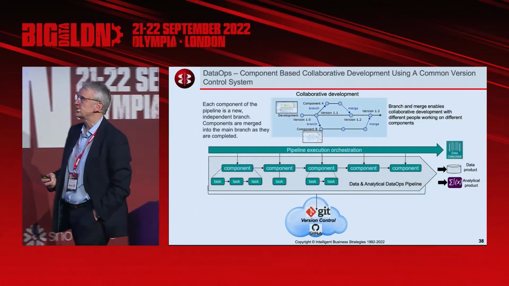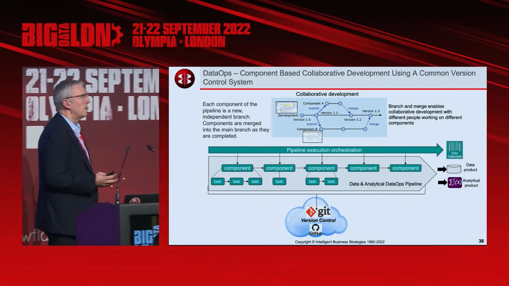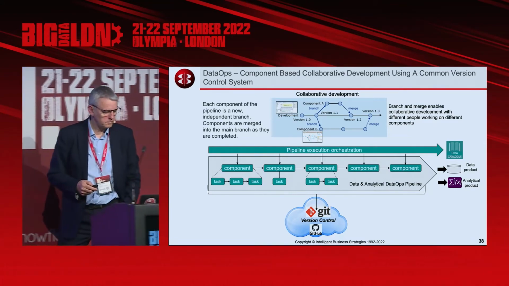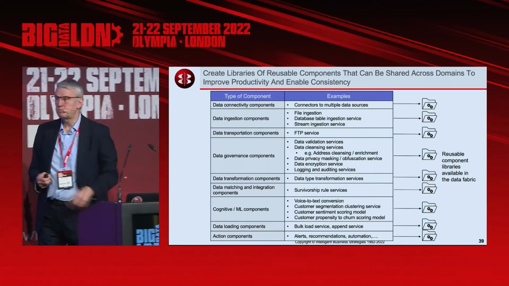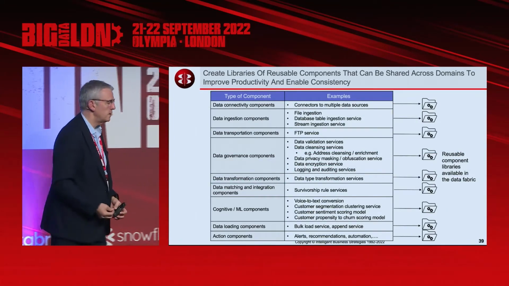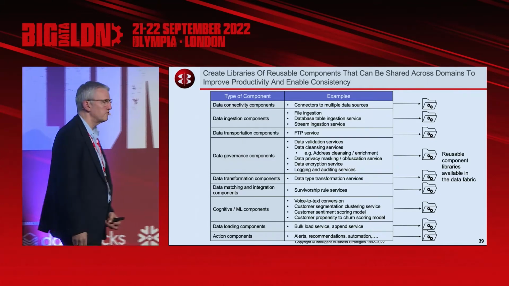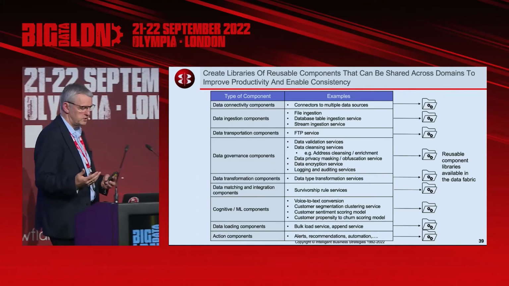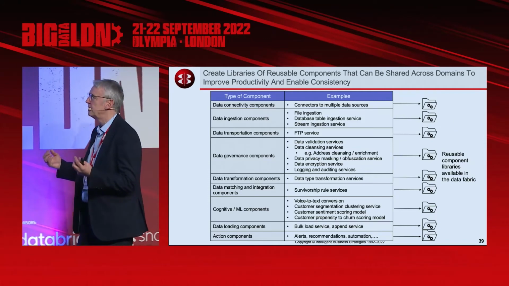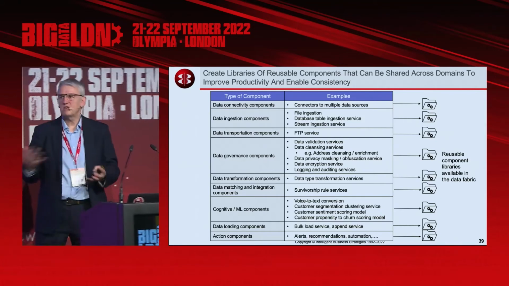But the pipelines themselves are now a collaborative development process. So we can have multiple people working on building a pipeline to produce a data product. And to speed that up, of course, we can go to component-based pipeline development. If you need to ingest a file, why does somebody have to figure that out? Why haven't I got an off-the-shelf component to do that? If I want to be able to transport data, why haven't I got a component to do that? If I need to mask data as part of a governance exercise, I should have a component to do that.